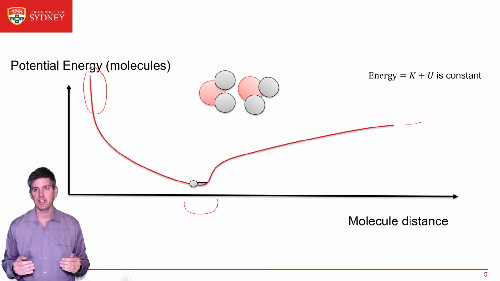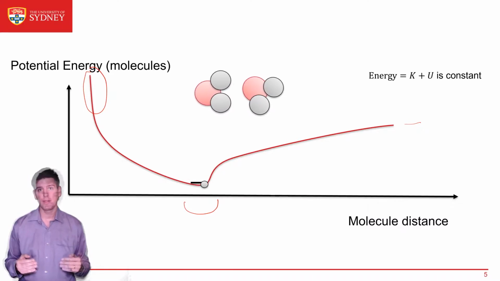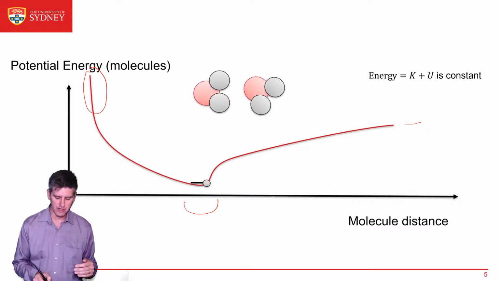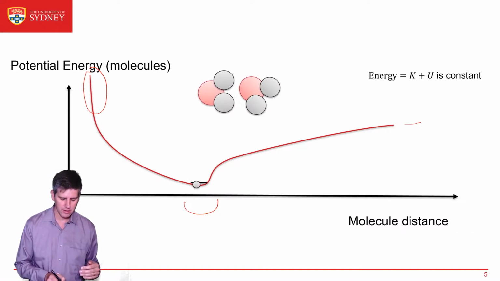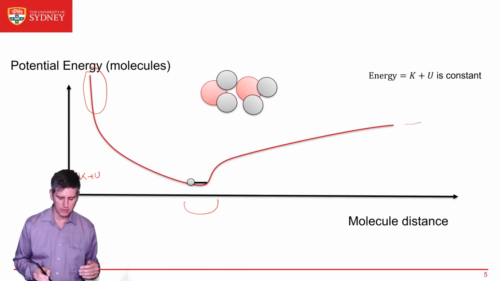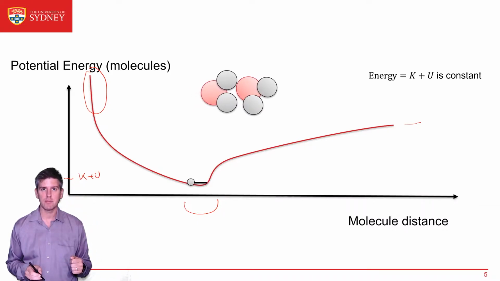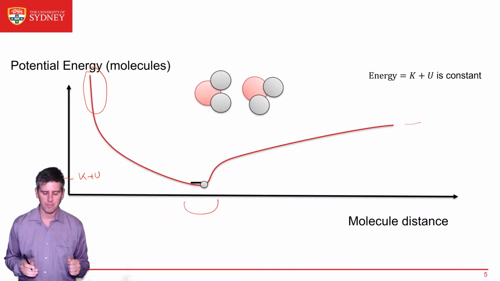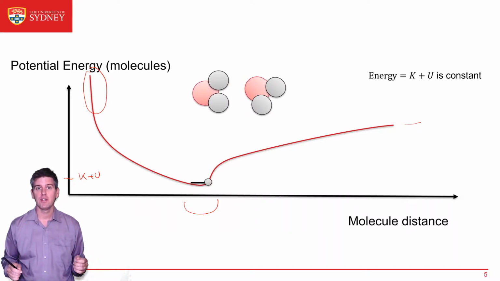So if the total energy of the set of molecules is low, the molecules will be confined in this narrow range here. So if the total energy, K plus U, is equal to this value here, the distance between the molecules will remain constant with slight oscillations around it. That is actually the case of solids.